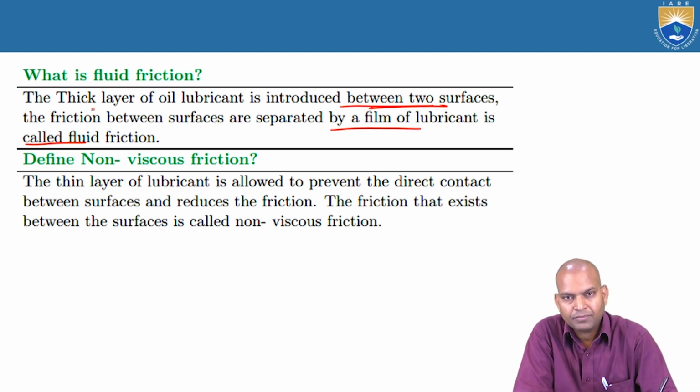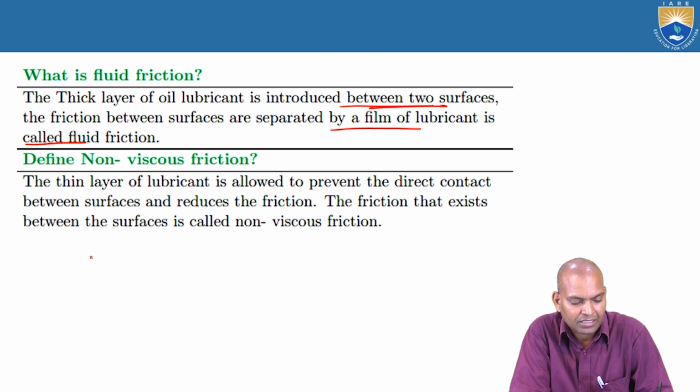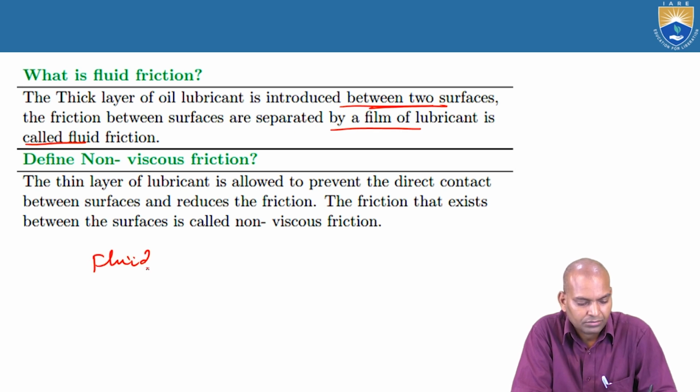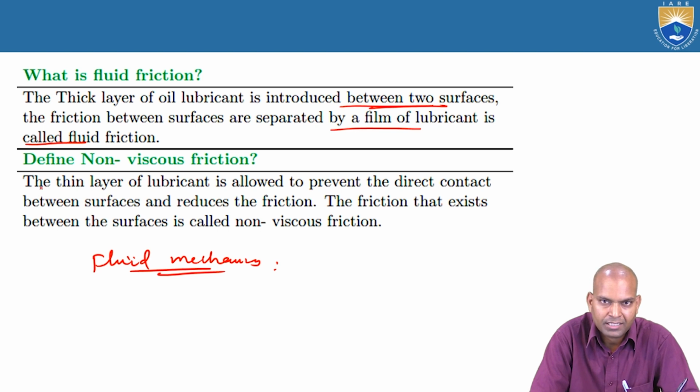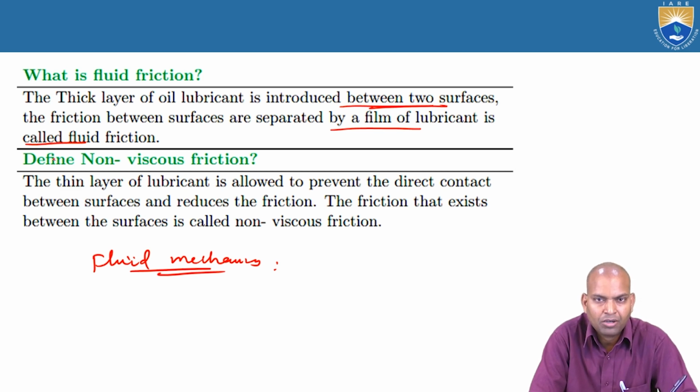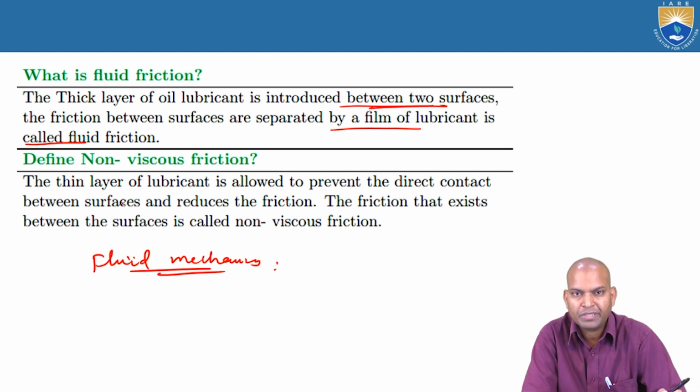This concept comes in fluid mechanics, where we study the coefficient of viscosity, the dynamic viscosity. Fluid friction affects the dynamic viscosity, and the viscosity is connected to the coefficient of friction. When friction is high, the viscosity is reduced. When friction is low, the viscosity is high. That is the connection between them.